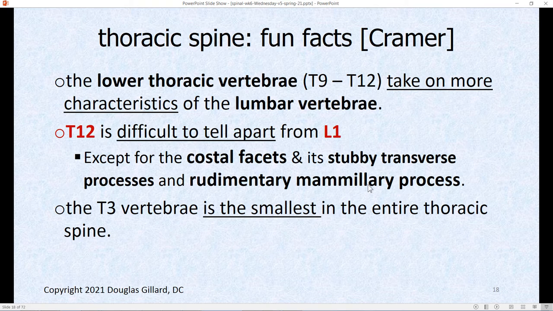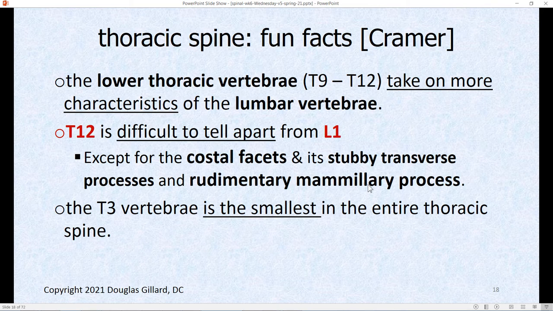Lower thoracic vertebrae have more lumbar characteristics. The upper have more cervical characteristics. At the extreme ends, T12 is kind of difficult to tell apart from L1. We'll look at the differences next week. And C7 and T1 are very similar, except that's really easy. I think I showed some of you in lab the difference.